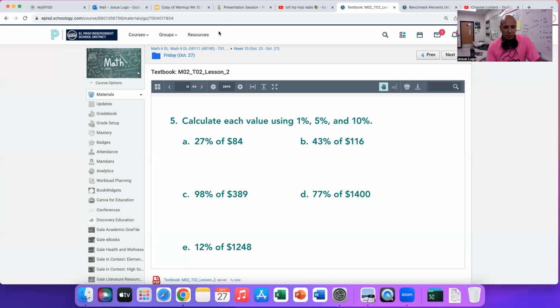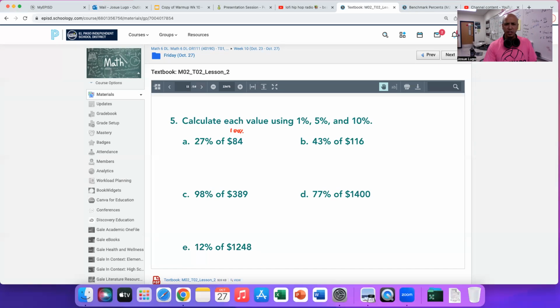I want to go over a few examples of how to use benchmark percents to figure out any whole percentage for any given number. What do I mean by that? Well, in one of our assignments, for example, number 5A, we are being asked: what is 27% of $84? Immediately what I notice here is that $84 is our 100%. That is our full amount or our original amount.